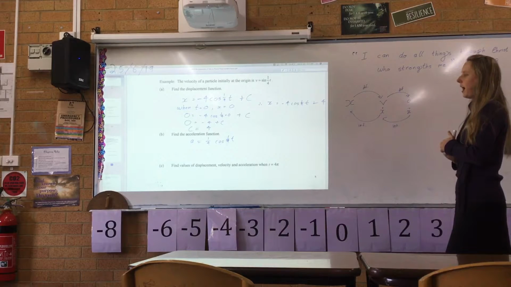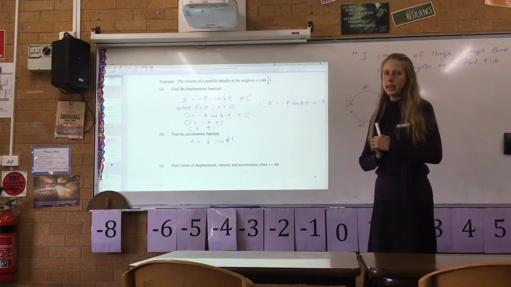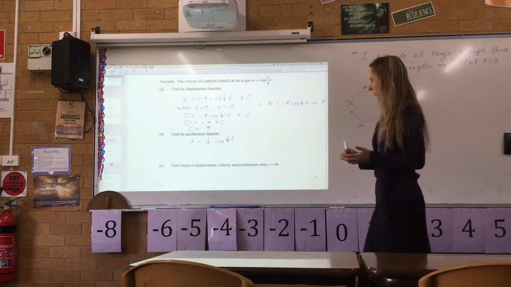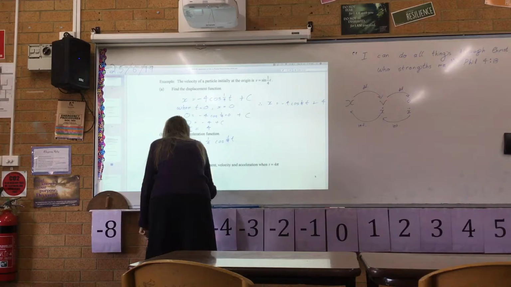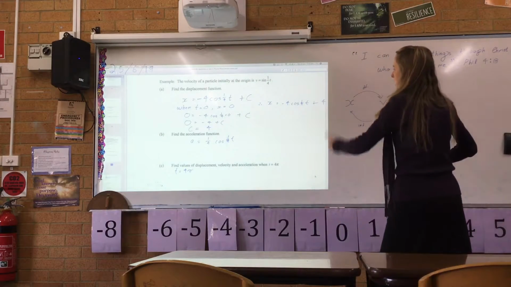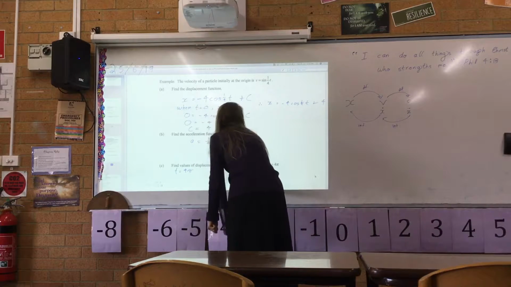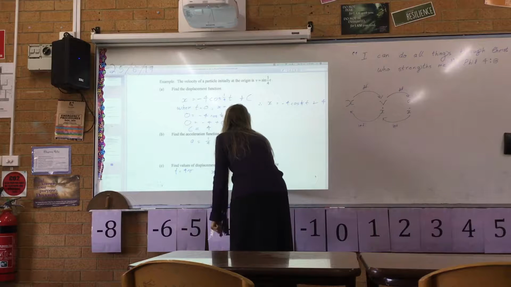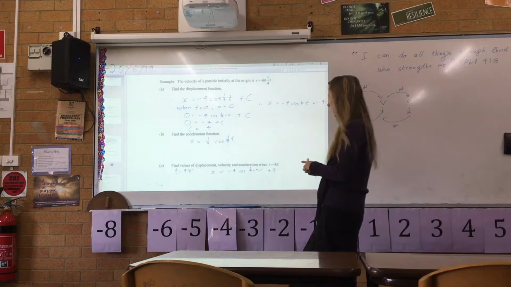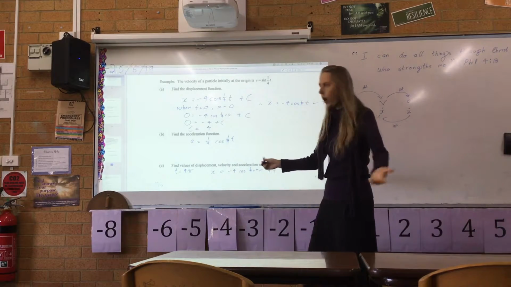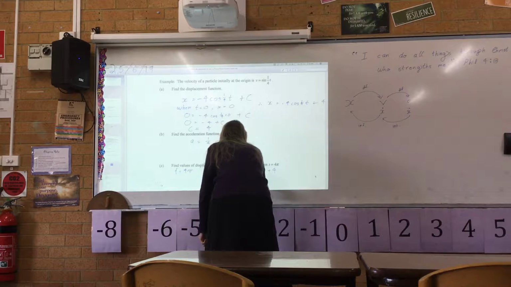It says find values of displacement, velocity and acceleration when t equals 4 pi. So we're just going to sub in t equals 4 pi into each of our functions here. So displacement, well, x equals minus 4 times cos of a quarter times 4 pi plus 4. What's a quarter times 4? Just 1. So this is minus 4 cos pi plus 4.